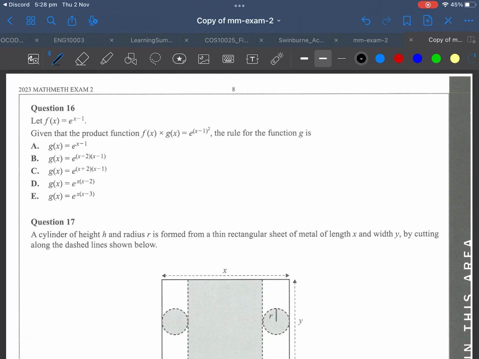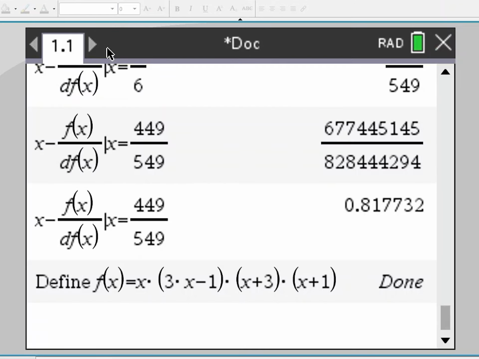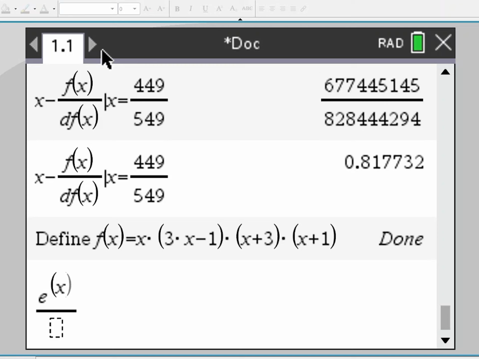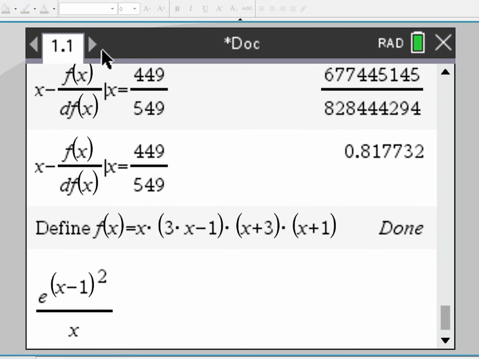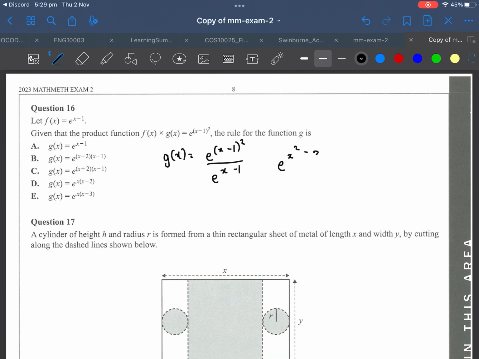Okay, so f of x is this. Given that the product is going to be this, the rule of function g is going to be what? Okay, so g of x is going to be (e^x minus 1) whole squared divided by f of x, which is going to be e to the power of x minus 1. I'm just going to use CAS for this as well, just to be very safe. So that is going to be (e to the power of x minus 1) squared divided by e to the power of x minus 1. Okay, so that gave us e to the power of x squared minus 3x plus 2. And if I were to, okay, so there's some factorized answer.